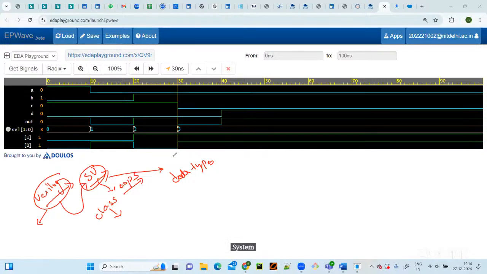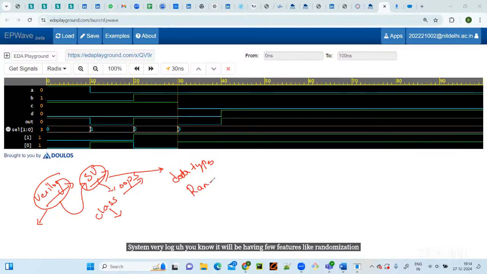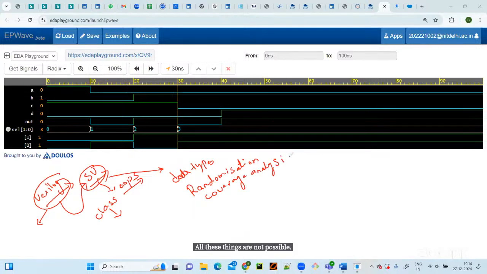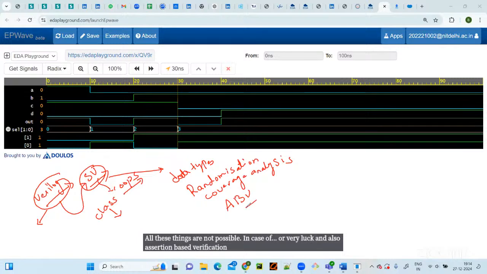Not just that, SystemVerilog has a few features like randomization. I will tell you what is randomization. It has some features like randomization and coverage analysis. All these things are not possible in the case of Verilog, and also assertion based verification is possible here in SystemVerilog. So SystemVerilog has some enhanced features, and we can also write constraints in SystemVerilog.